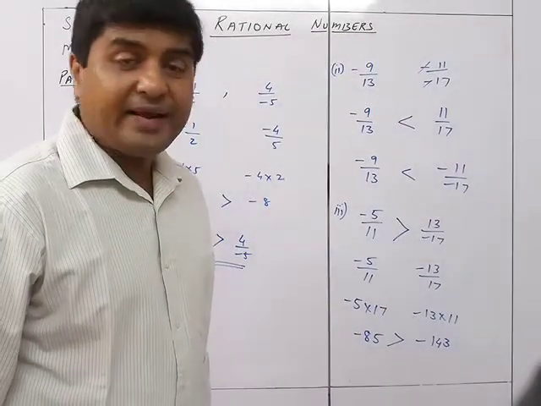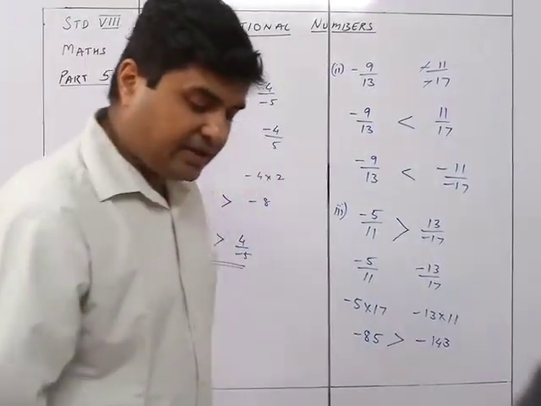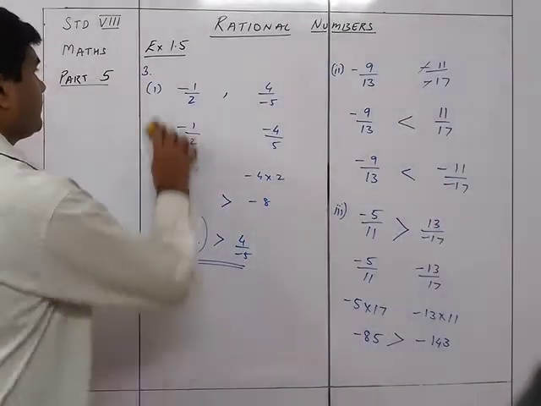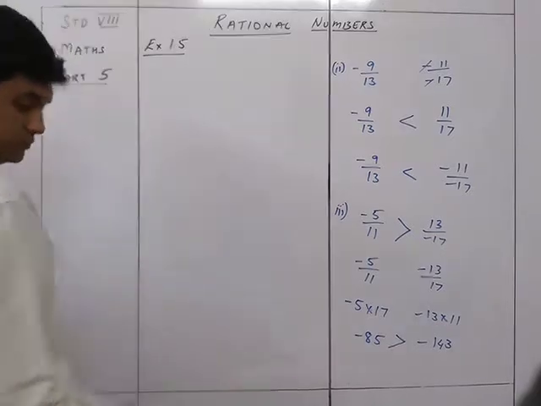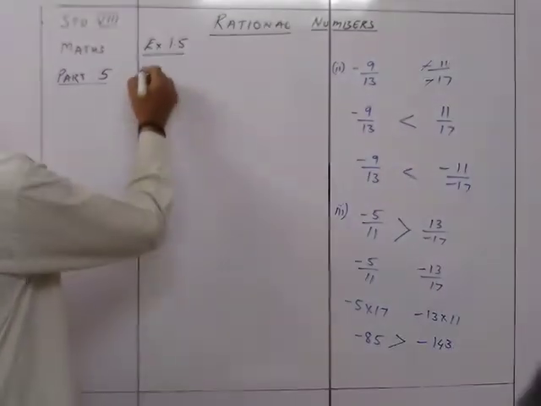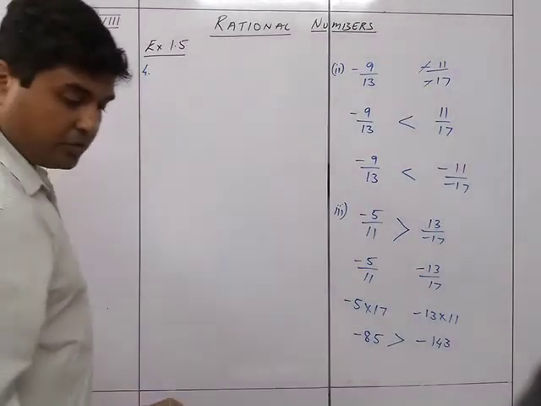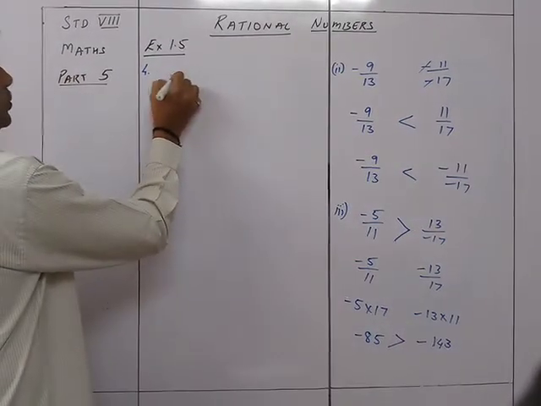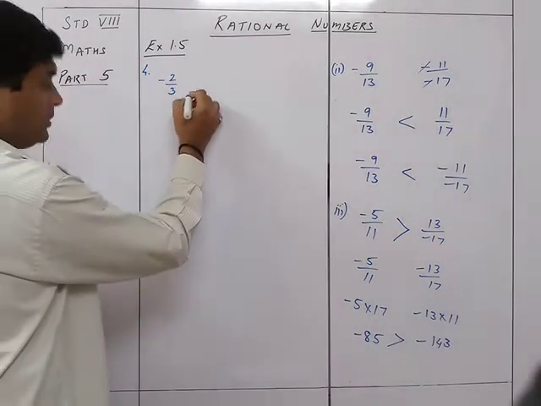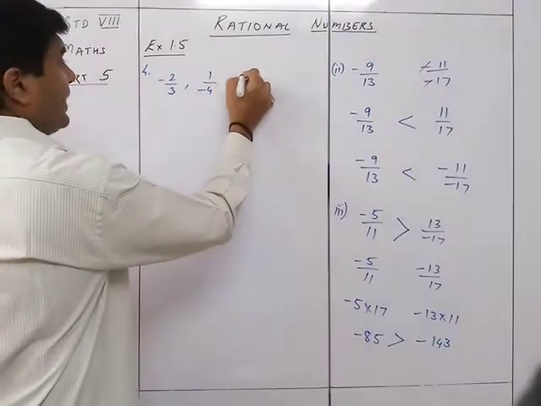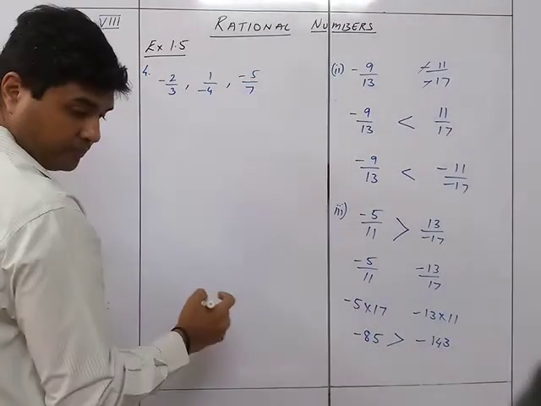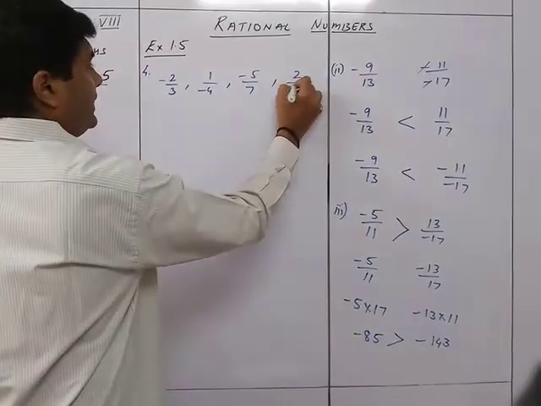Next we are going to arrange the numbers in ascending order. So question number 4. Now arrange in ascending order. The first is minus 2 upon 3, 1 upon minus 4, minus 5 upon 7 and 2 upon 11.